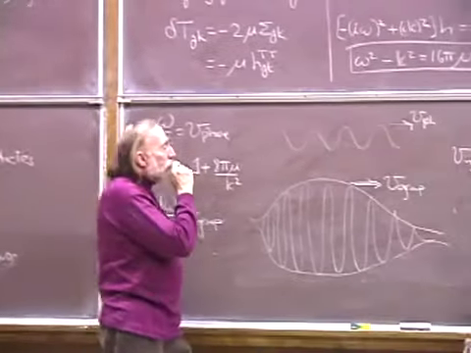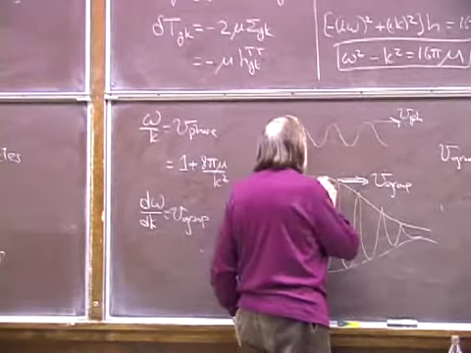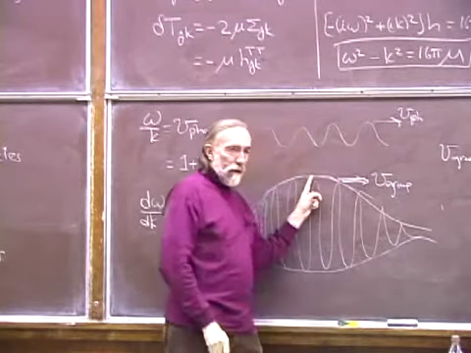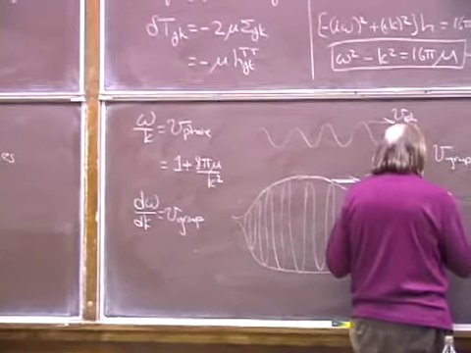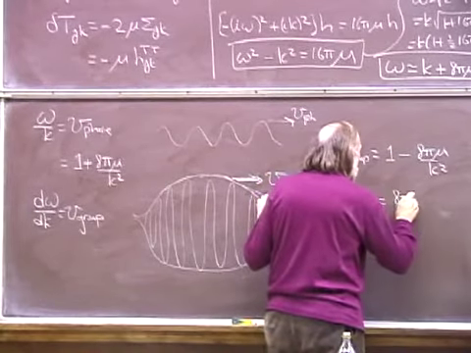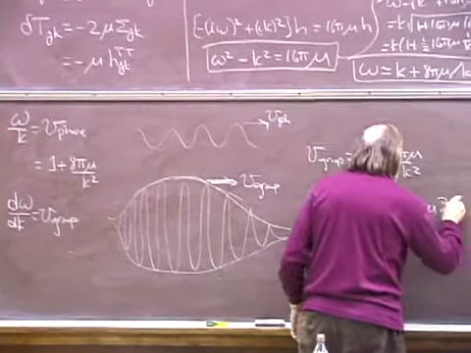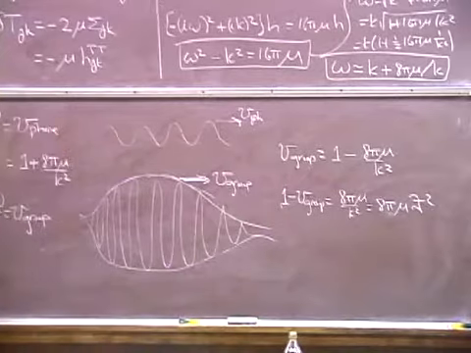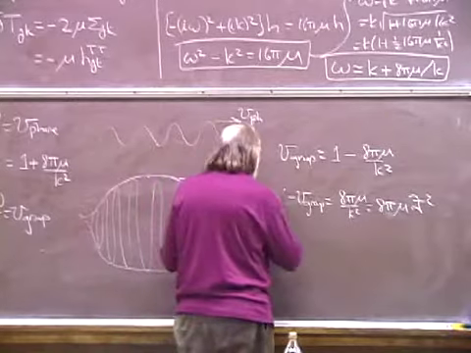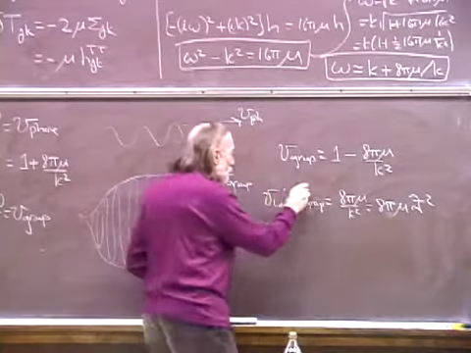So I want to ask myself the following. Let's compare the propagation of this envelope with the speed of light. So I want to look at this difference in velocity, 1 minus v group, which is 8 pi mu over k squared, or it's 8 pi mu lambda bar squared. I want to look at that. And this is the speed of light, so let me write that as v light minus v group for the gravitational waves.